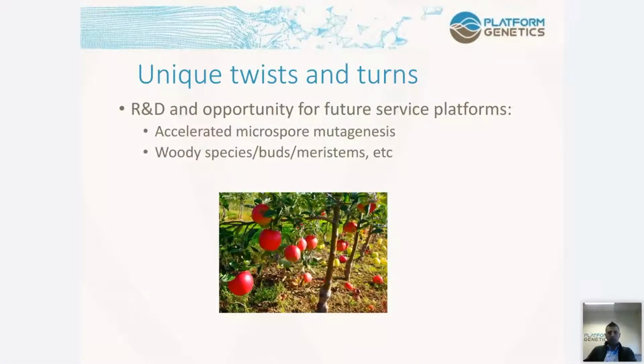Other areas of active R&D and areas that we're looking to as opportunities for future service platforms, definitely accelerated microspore mutagenesis, leveraging microspore mutagenesis to arrive at homozygous mutations faster. And then definitely woody species, buds and meristems, basically looking for fields of application for mutagenesis in some crops where it's been harder to apply those techniques in the past. For these areas which are less mature as service offerings, we're definitely willing to discuss, partner, and talk about how to manage the risk of proof of concept experiments in these spaces and how to phase that type of project.